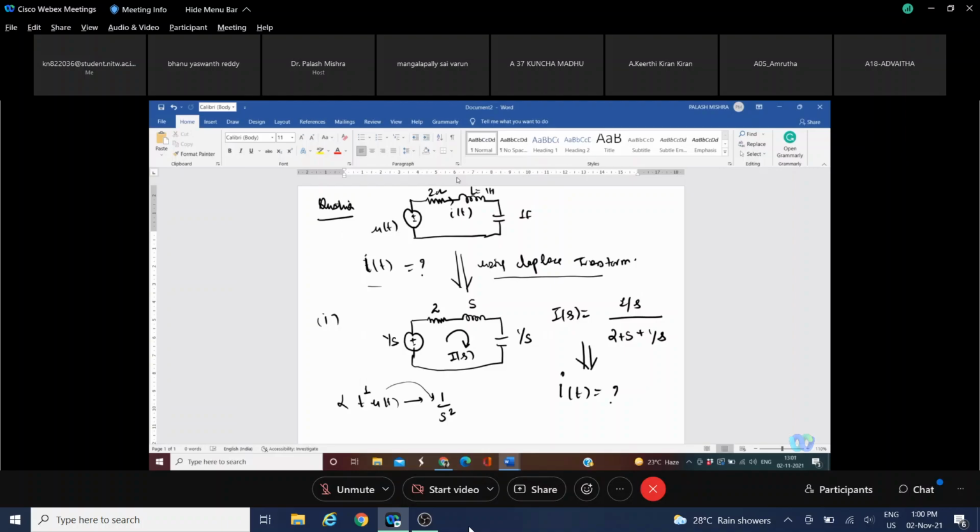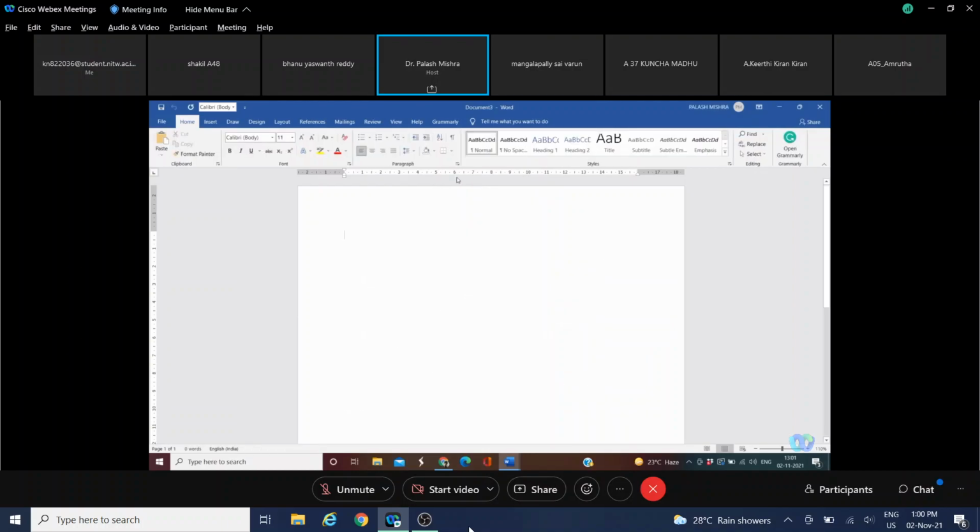So any answers? e to the power minus t into t ut. Sir, t into e to the power minus t. Okay, let me check the answer. t into e to the power of minus t ut is the answer. Anyone got this answer? Yes, sir. I'll just do it for the people who are not able to do it.